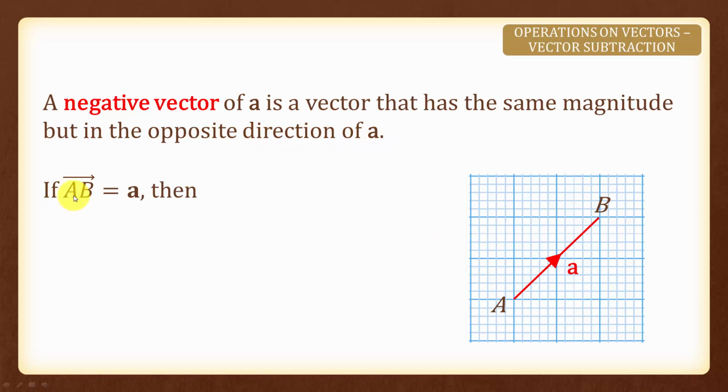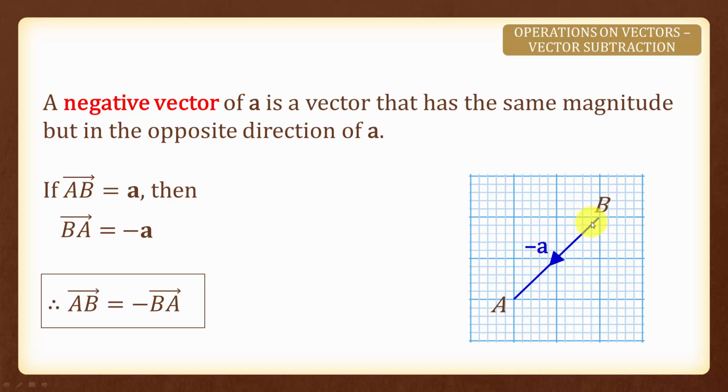If we name vector AB as A, then vector BA will be equal to, yes, it will be negative A. Therefore, AB is equal to the negative of BA. If AB is in this direction here, then BA will be in the opposite direction.